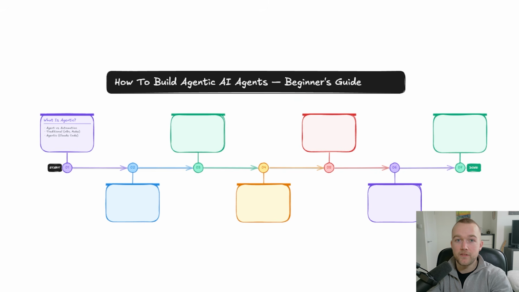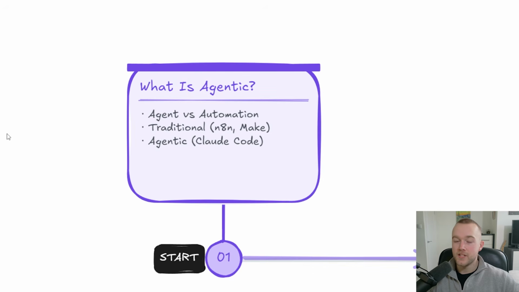7 steps to take you from wherever you are now to be able to build whatever AI agent you want and have a working AI agent by the end of the video. Starting with number 1, what is Agentic? What is meant by Agentic AI agents?